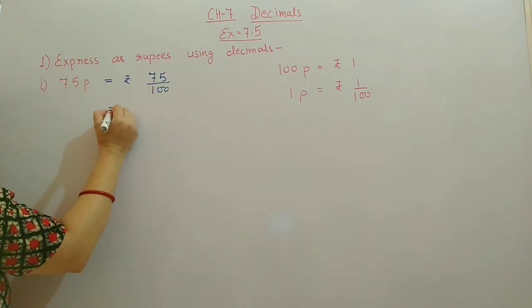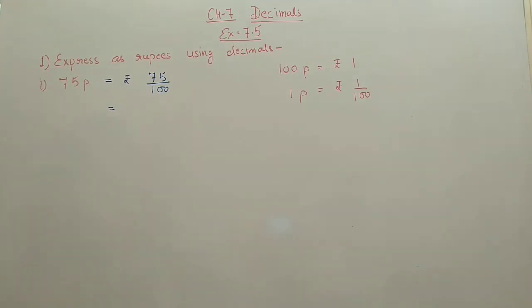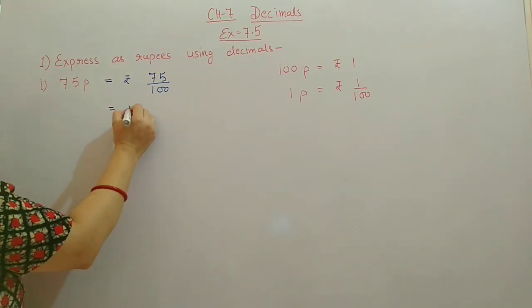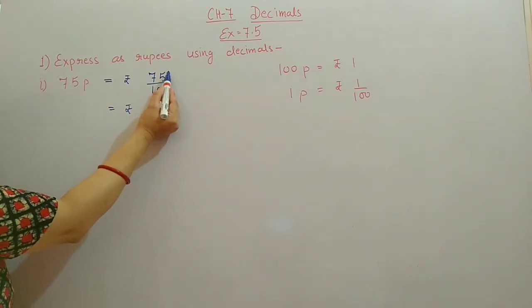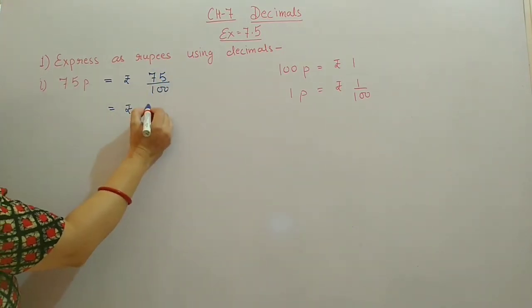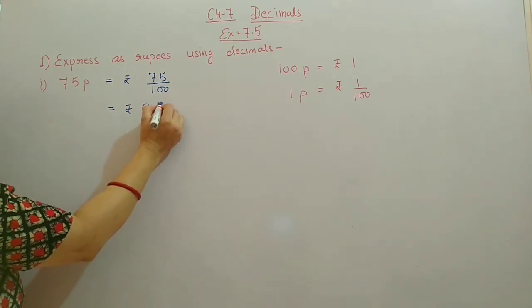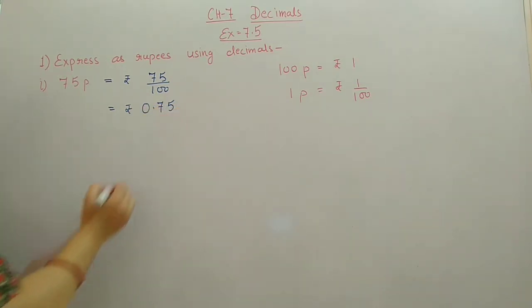And as we learned in the last video, when we are dividing by 100, our decimal will shift 2 places to the left side. Here the decimal is not written, which means the decimal is at the end. So counting 1 and 2, the decimal will come before 7. So the answer here is 0.75 rupees.